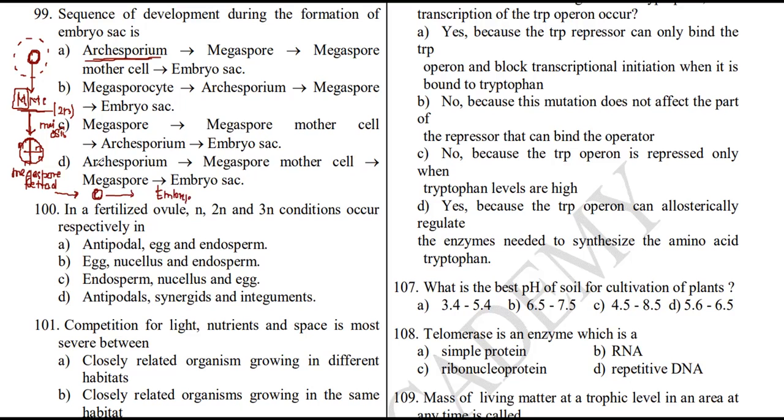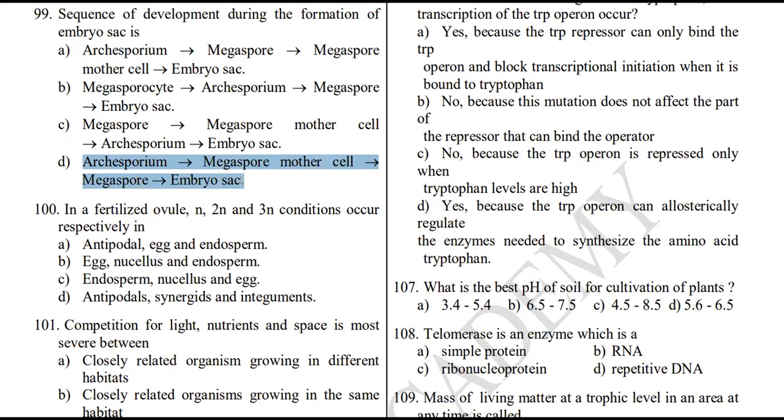So we have to find out: first it is the archesporium, second is the megaspore mother cell, which is MMC, which is diploid. It undergoes meiosis to form megaspores, and the megaspore finally develops into an embryo sac. So what's the answer for this question? We can say the answer is going to be option D. Okay, yes.